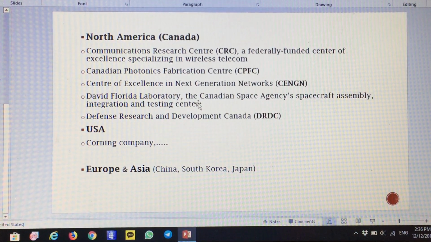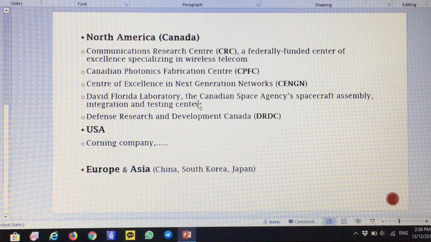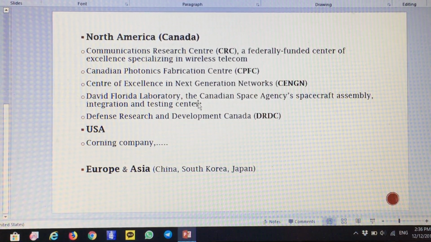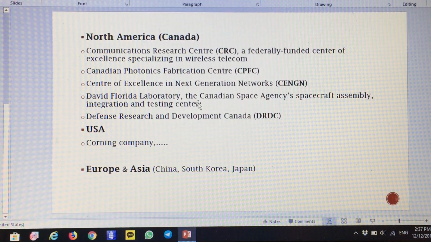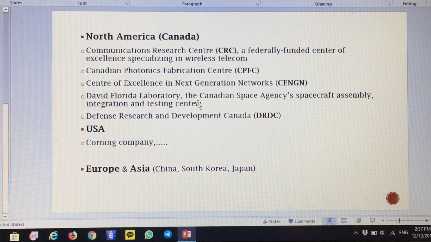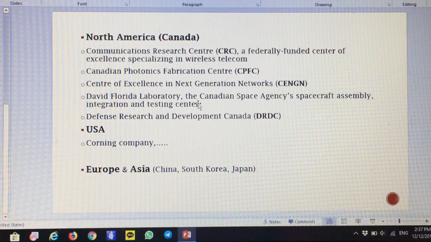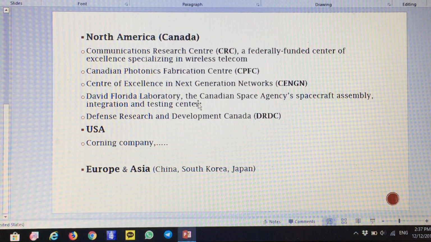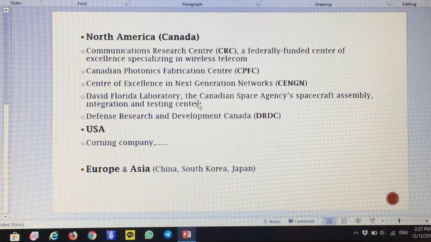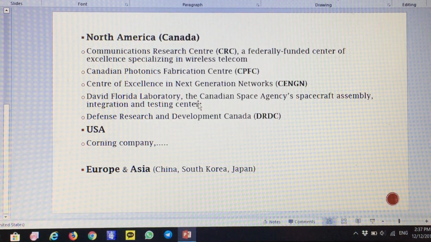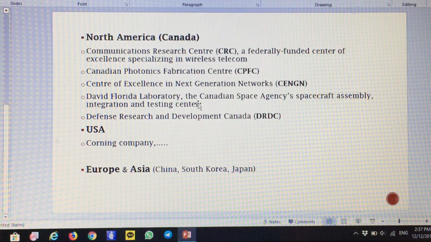And also in Europe and Asia, there are different research centers and institutes which are leaders in Europe or Asia, especially in Asia. South Korea, China, and Japan are working on communication to improve it in the future.